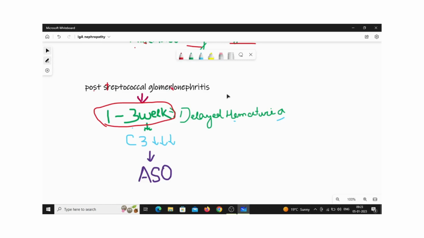So in IgA nephropathy, hematuria occurs 24 to 48 hours after acute infection. If there is hematuria 1 week or 3 weeks after acute infection, then it is post-streptococcal glomerulonephritis. And the most important part is that the C3 component is reduced in post-streptococcal glomerulonephritis, whereas in IgA nephropathy C3 is normal or increased. And as it is a post-streptococcal infection, the ASO will be high.